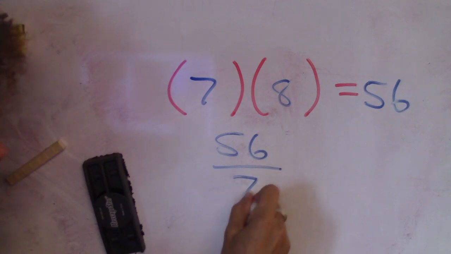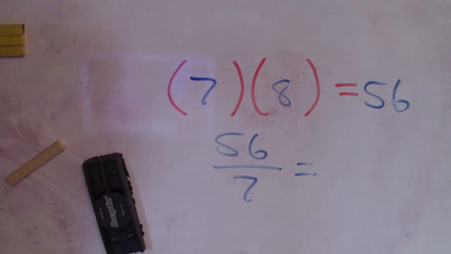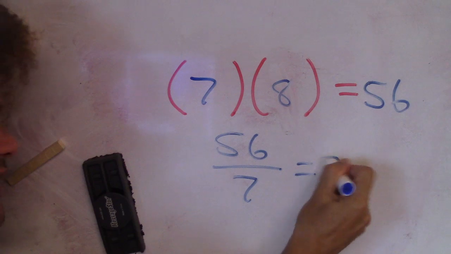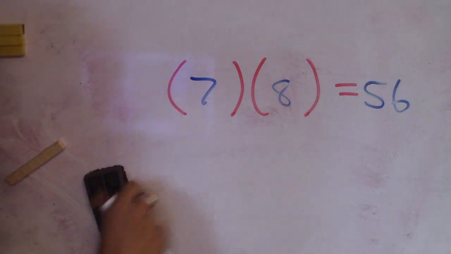This is too simple, but still. What's 56 divided by 7? 8. There you go. All right. Instantaneous, right? Obviously. Okay, look at you.